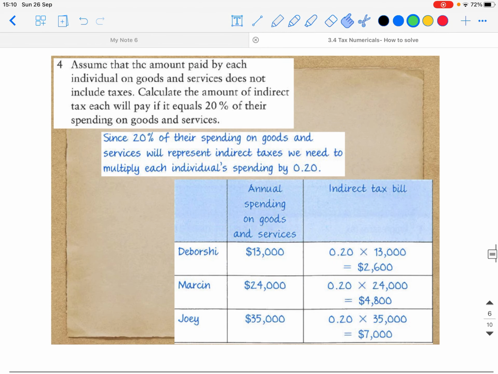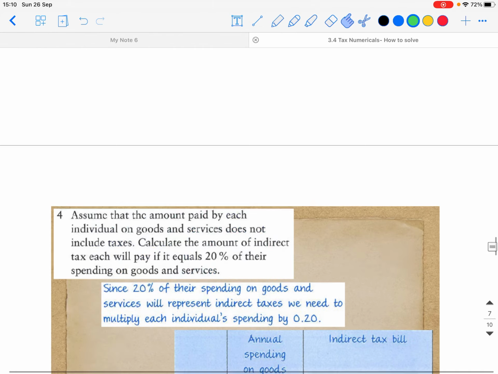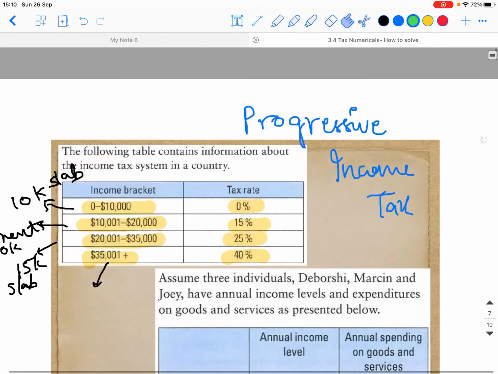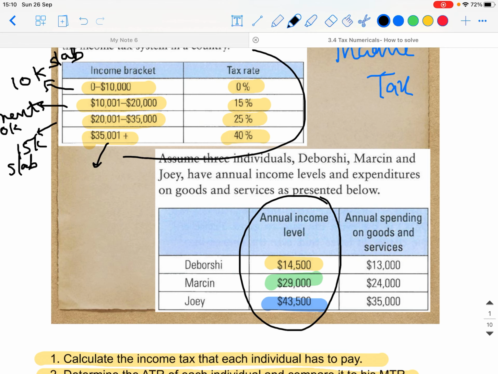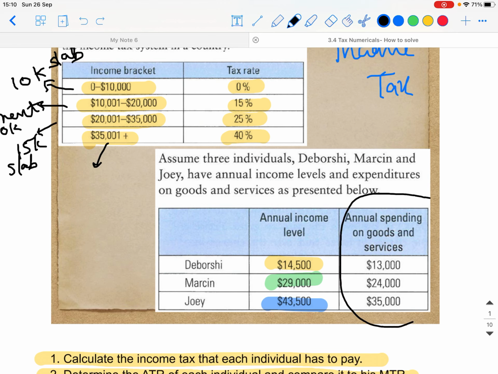The next question was, assume that the amount paid by each individual on goods and services does not include taxes. Now, if you recall in the question, let's go back to the question which was given to us initially. So in this question, we have so far dealt with this particular column, which is the annual income level, and we have dealt with this table. But now we're going to look at this particular column, which is the spending on goods and services.